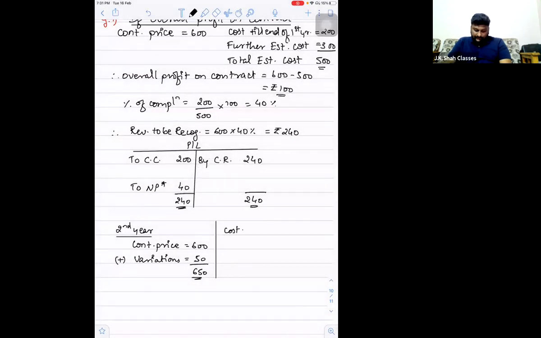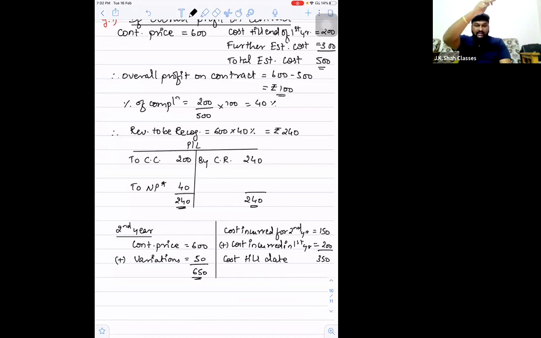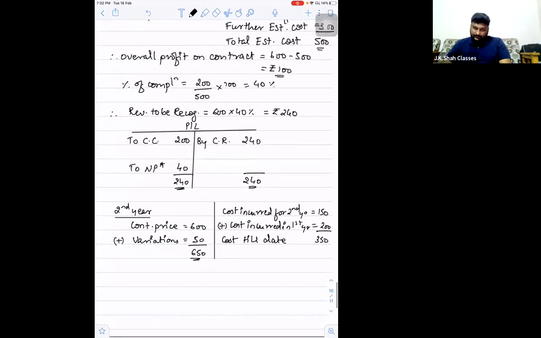Now, cost incurred for second year: I incurred 150 rupees. Plus cost incurred in first year: I had already incurred 200 rupees. So 350 is the cost till date. Am I correct? Cost till date means from when I started the contract till today. 350 is the total cost.